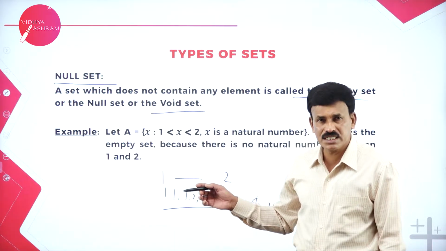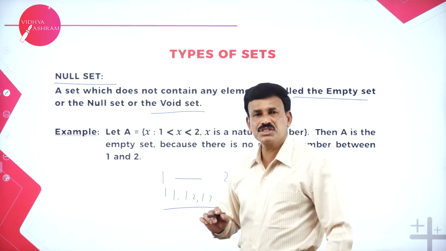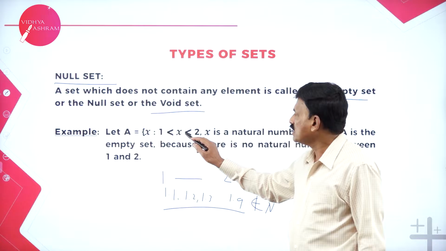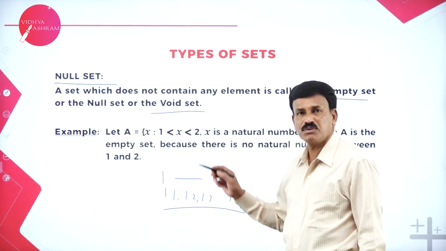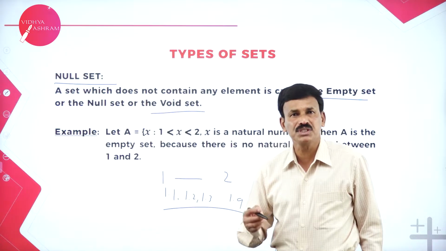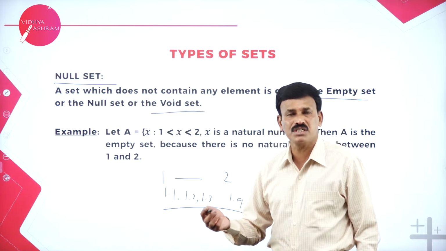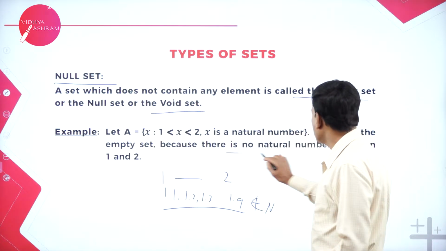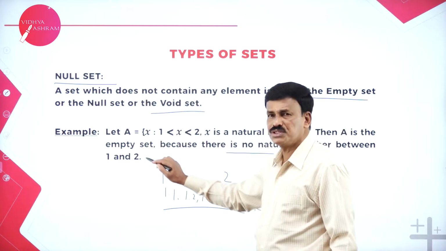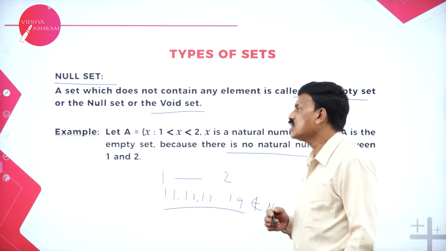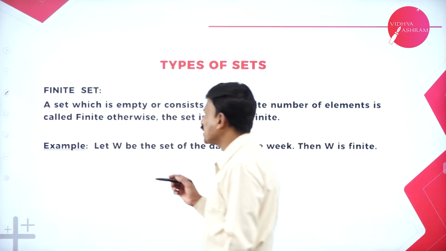Let us consider an example. Let A be the set of x such that 1 < x < 2, a natural number which lies between 1 and 2. This is an example for an empty set because there is no natural number between 1 and 2. Because there is no natural number between 1 and 2, therefore this is the best example for a null set. Now, let us consider the other type of set.